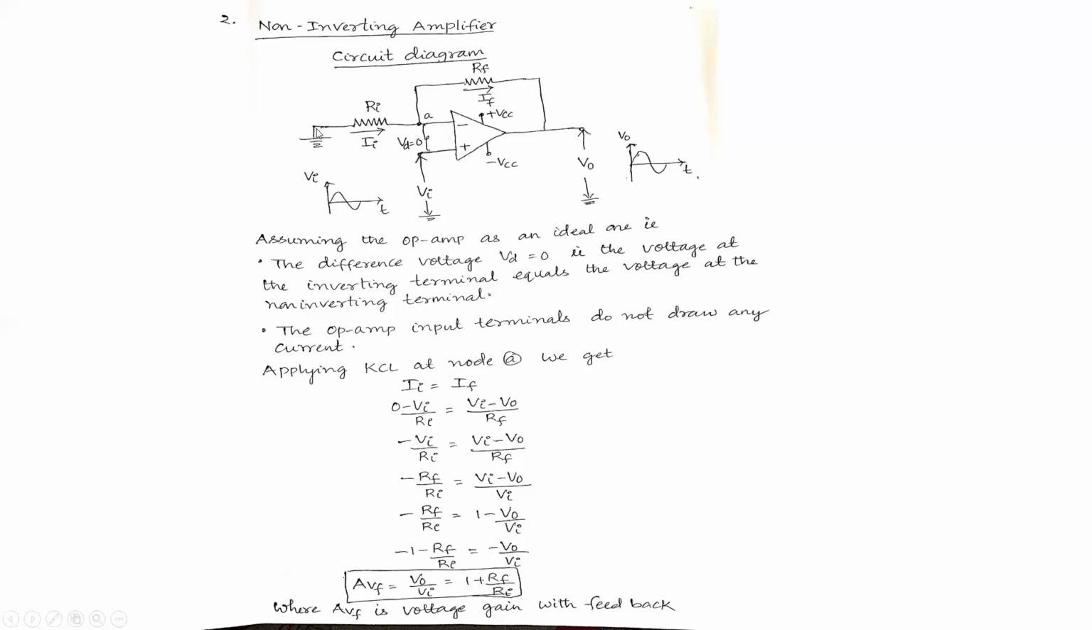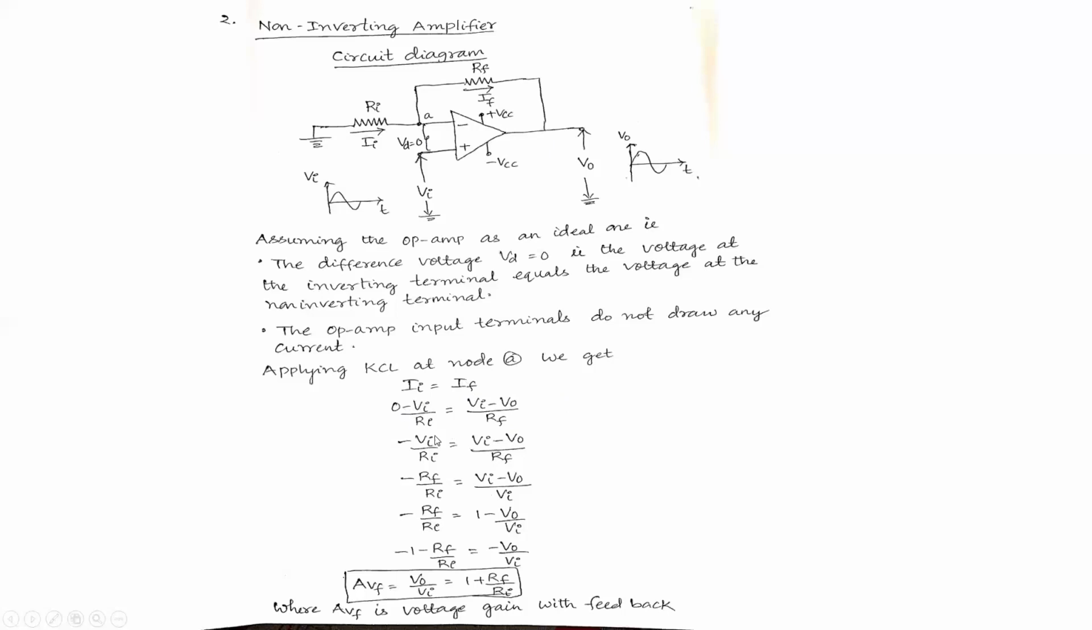The potential at this point is 0 because it is connected to the ground. The potential at this point is same as this potential. So the potential difference is 0 minus Vi by Ri. 0 minus Vi by Ri equals If. If is nothing but this potential minus this potential divided by this resistance. That is Vi minus V0 divided by Rf.